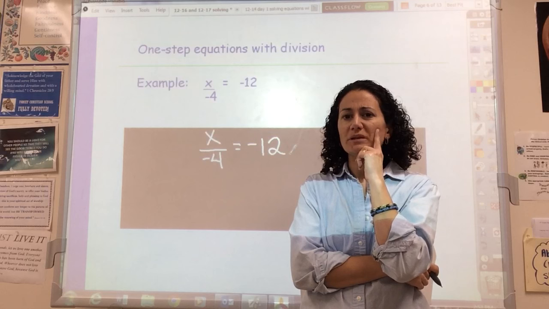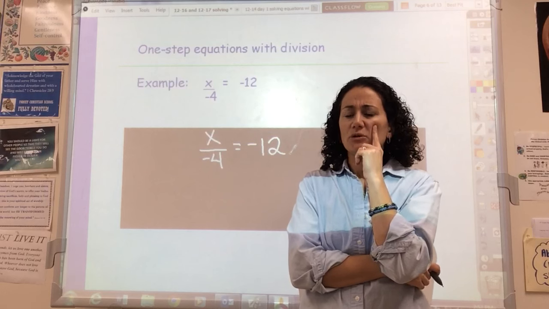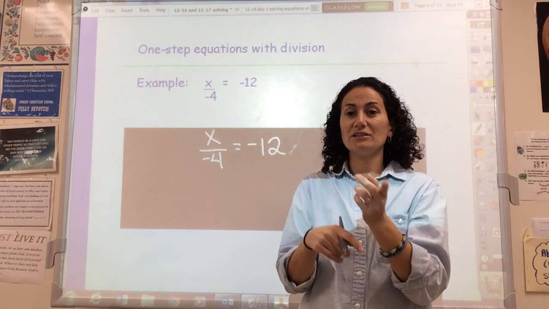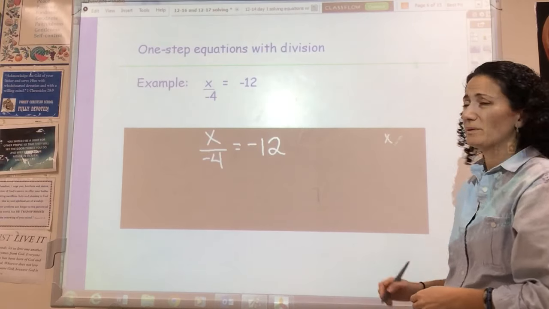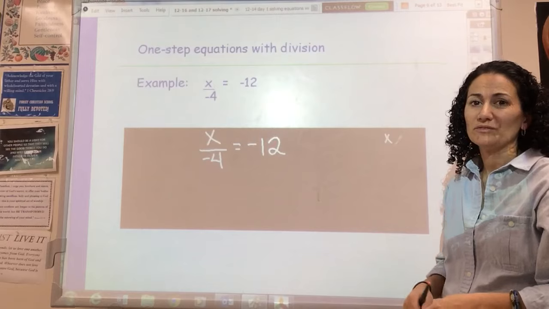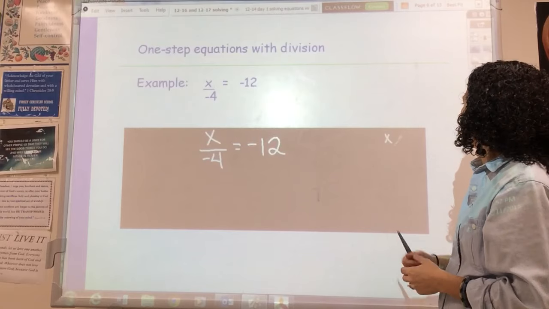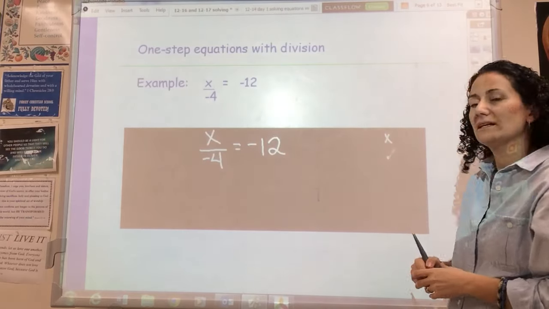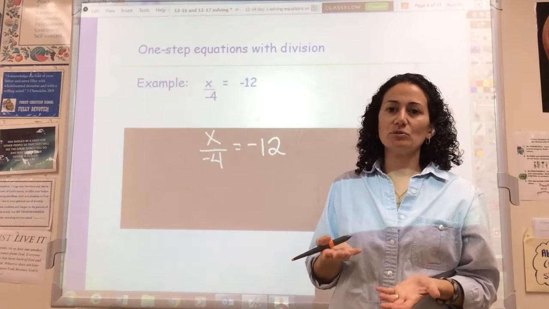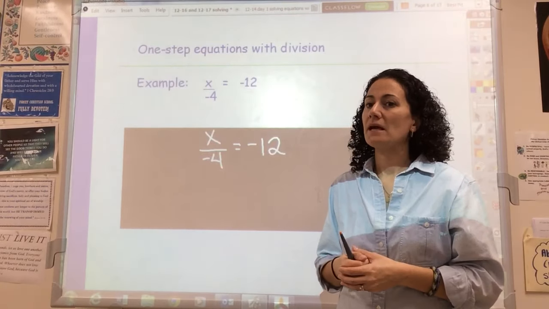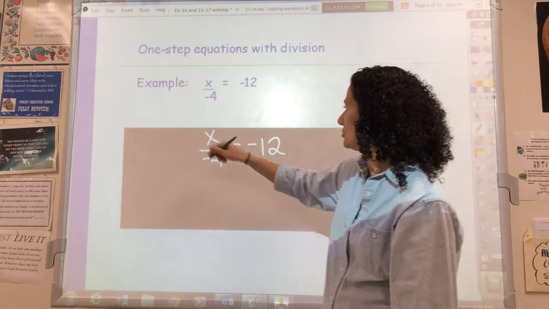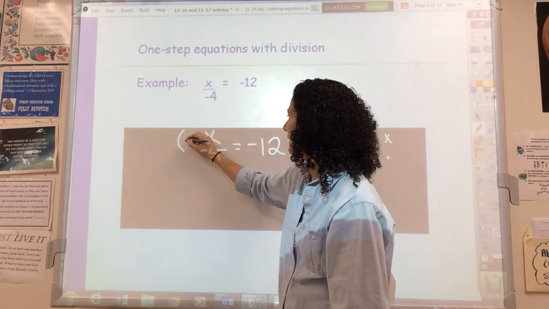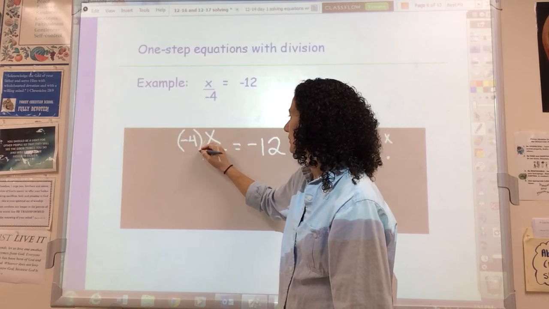How do we show multiplication in algebra? We usually just put the number right next to a variable. Remember, we no longer use this for multiplication. That's a variable. That's x. You could use a dot, but sometimes a dot can be confused with a decimal. So what I prefer is parentheses. I'm going to show multiplying by negative 4 in parentheses.